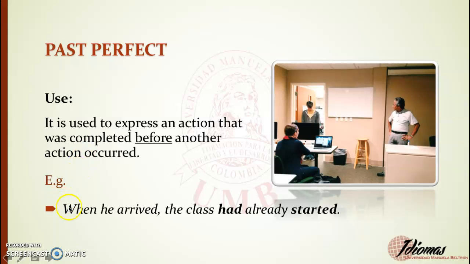Past perfect is used to express an action that was completed before another action occurred, right? For example, when he arrived, cuando él llegó, the class had already started. La clase ya había empezado. You see? What is the difference between present perfect and past perfect? That in this case, we are not going to use have or has, but always had. Siempre vamos a utilizar had como auxiliar y el verbo en pasado participio.